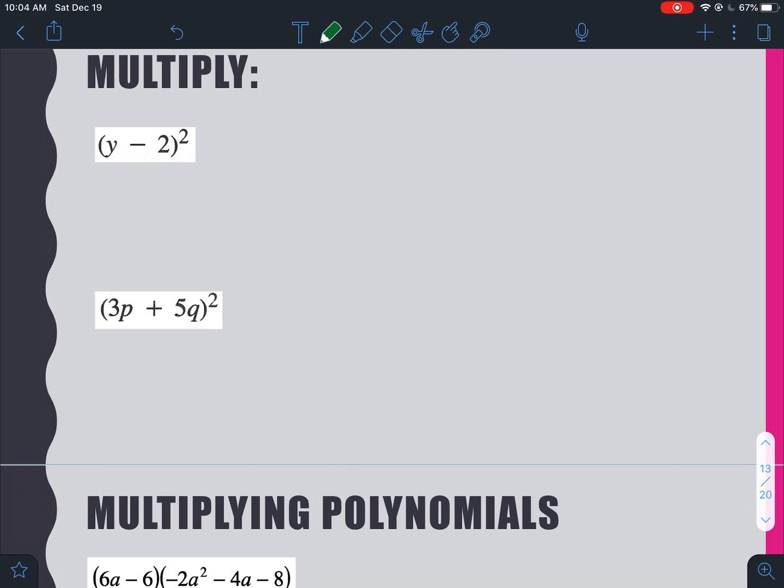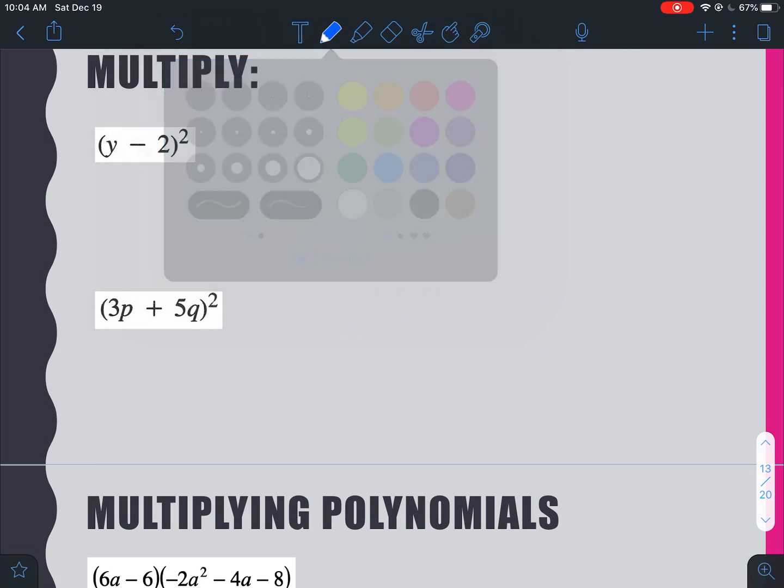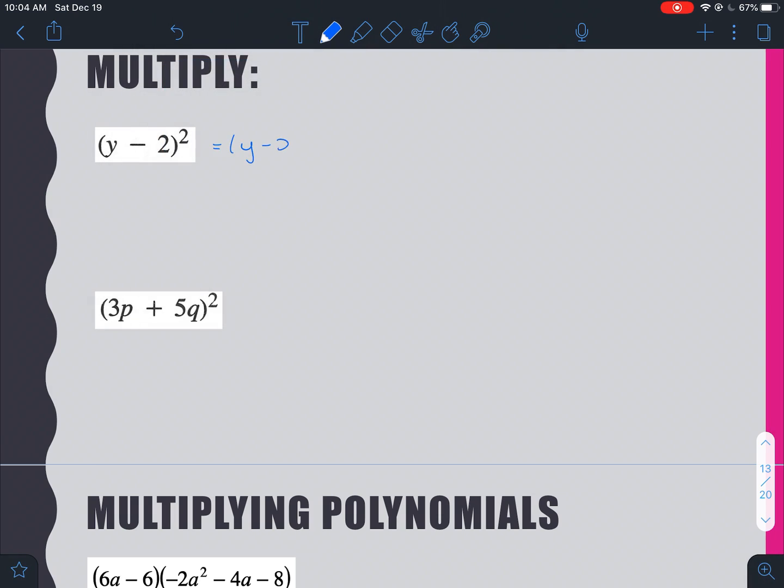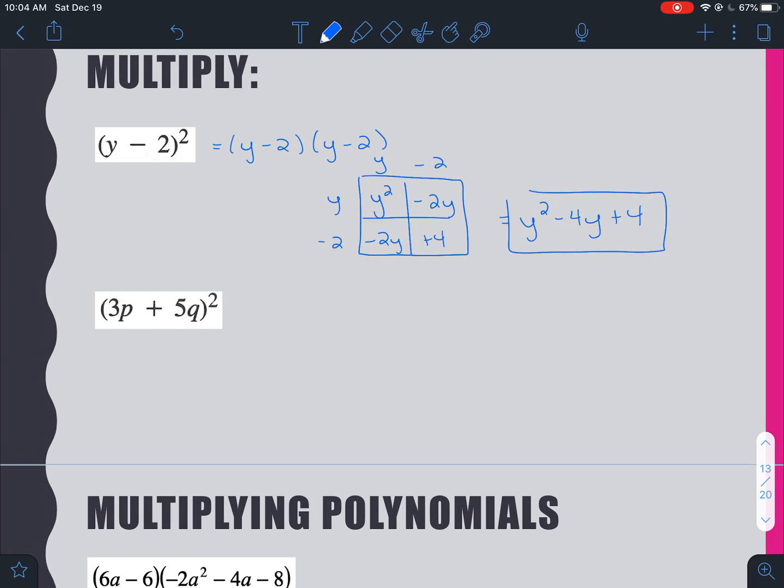All right, go ahead and pause the video and try these two: y minus 2 squared and 3p plus 5q squared. All right, y minus 2 squared means y minus 2 times y minus 2. And so if I were to multiply these out, I would get y squared minus 2y minus 2y plus 4. And so y squared minus 4y plus 4 when I combine like terms.